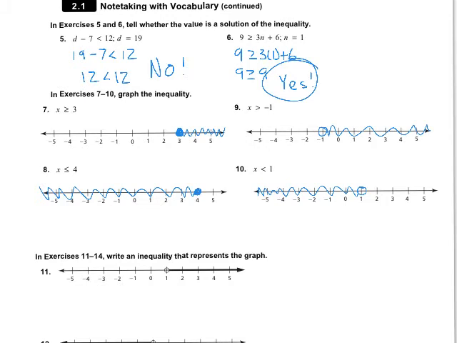For number 7, I'm obviously starting at 3. I have a closed dot because it's equal to, and it tells me x is bigger, so I shade over to the right. For number 8, it tells me to start at 4. Again, another closed dot because it is equal to. It says x is less than, so I'm coming back to the left. Number 9 tells me to start at -1 with an open dot this time, because there's no equal to part. And it says x is bigger, so I'm coming over to the right. And then lastly, number 10, I have an open dot again because there's no line underneath. And then it tells me x is smaller, so I come back this way.